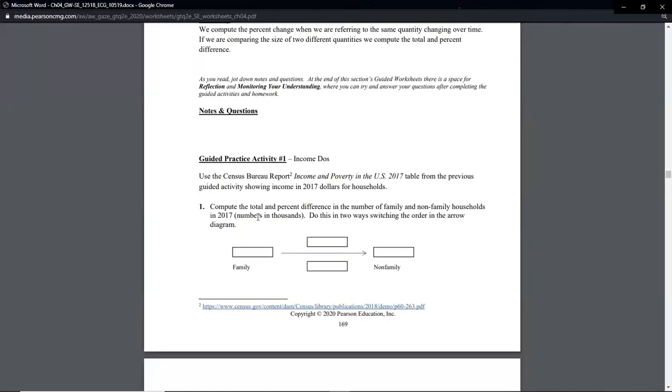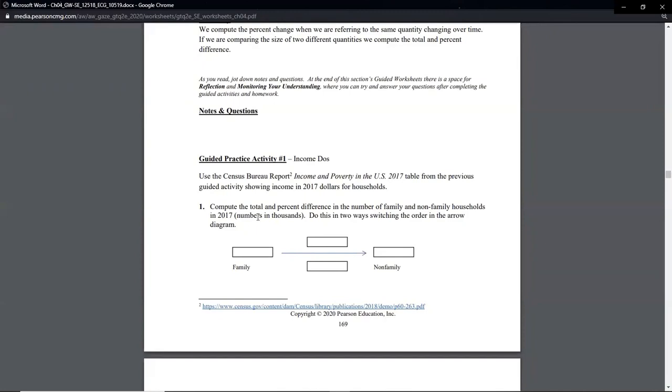There's no real order of first and second. So one time we're going to call the family our quote original, our quote the thing that we're comparing to. And then one time we'll call the non-family the original, the thing we're comparing to. And we'll see how these total changes and percent changes are affected. And we've really already done one of these, but I wanted to make sure we did this one too.